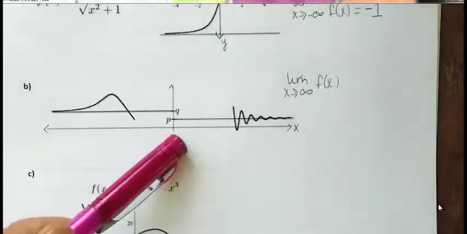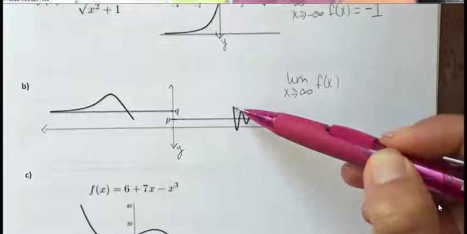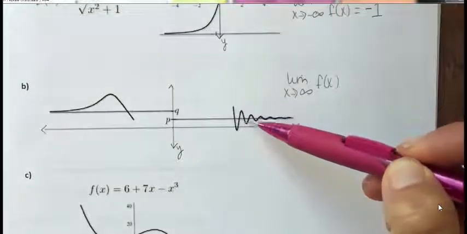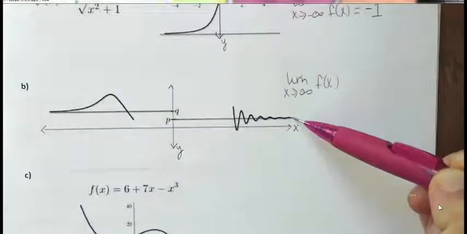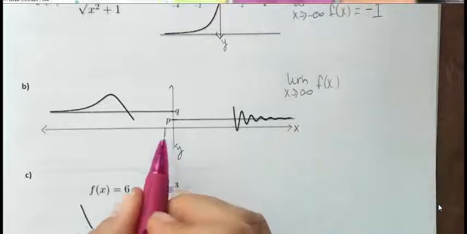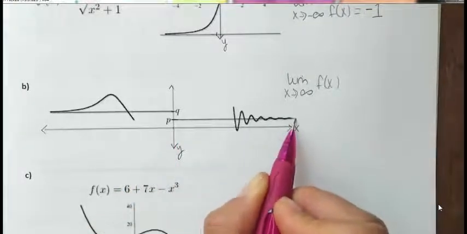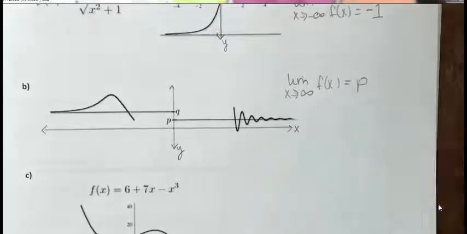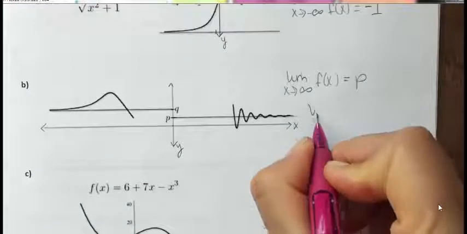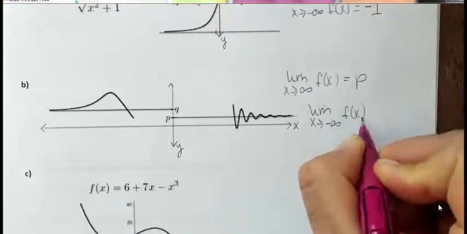So as x gets really, really big, this is something you maybe haven't seen before. Notice that this is oscillating, right? It's going up and down and up and down until it's getting really, really close to just being on P. So the limit as x approaches infinity, as it gets really, really big, looks like it's going to start getting close to this line P. So we'll call that equals P. And then the limit as we go the other direction, as x goes to negative infinity of f of x.